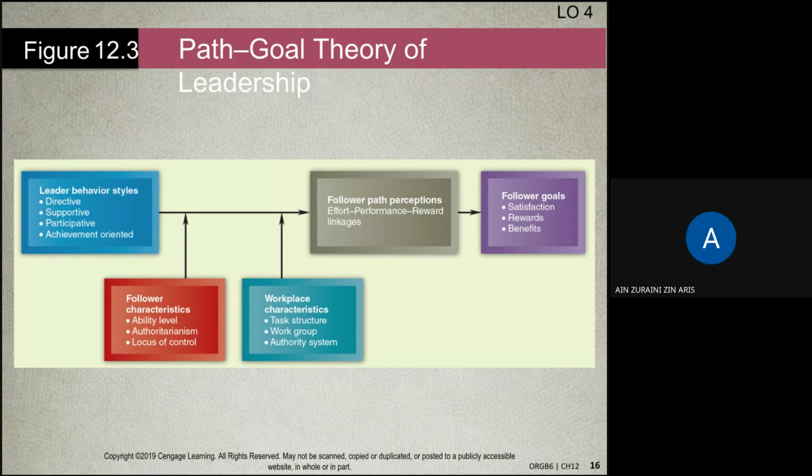Okay, so path goal theory is about a leader that helps the followers by clearing the path to success. It promotes flexibility as the leaders must adapt their behavior to the task and the followers' needs. So again, there are four styles: directive, supportive, participative, and achievement-oriented. And the right leadership behavior depends on both the followers' characteristics and the workplace characteristics.